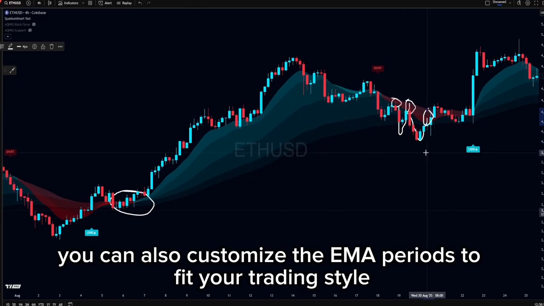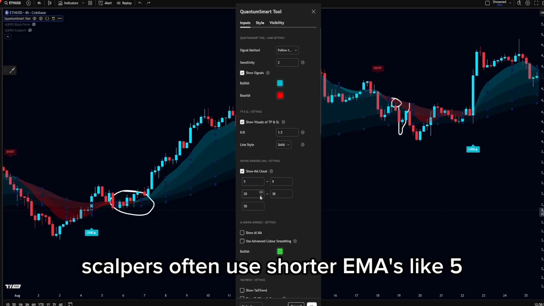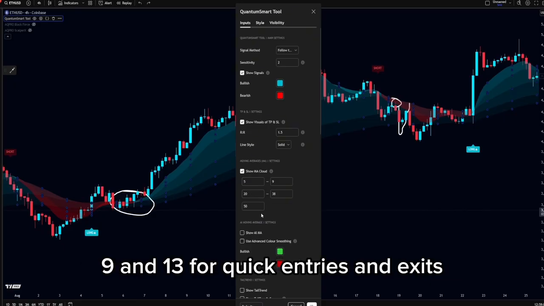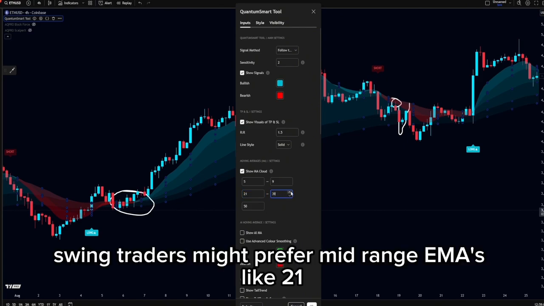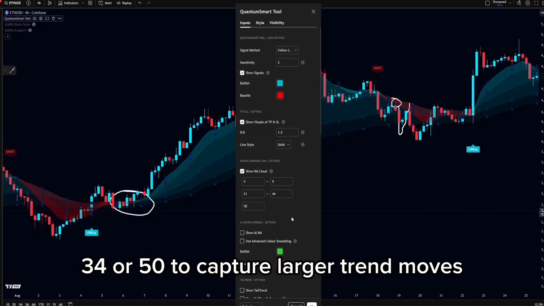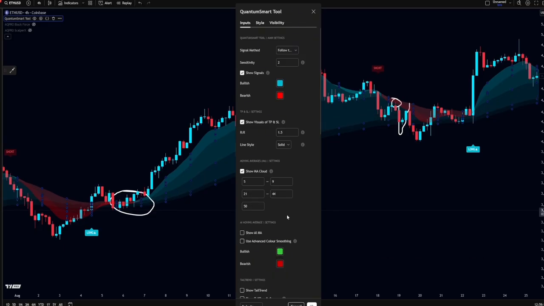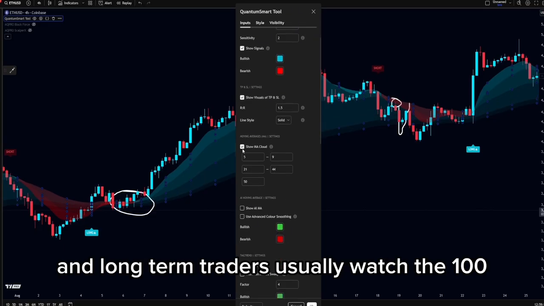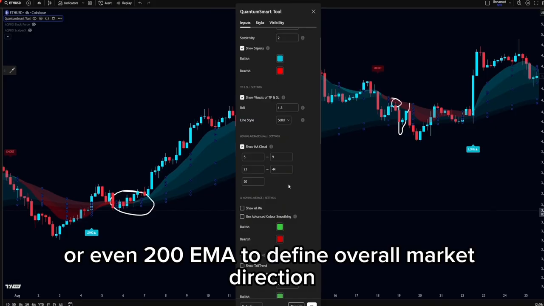You can also customize the EMA periods to fit your trading style. Scalpers often use shorter EMAs, like 5, 9, and 13, for quick entries and exits. Swing traders might prefer mid-range EMAs, like 21, 34, or 50, to capture larger trend moves. And long-term traders usually watch the 100 or even 200 EMA to define overall market direction.